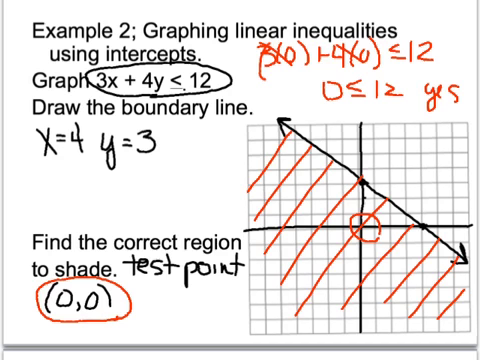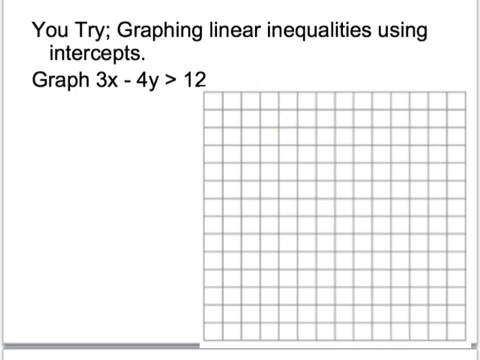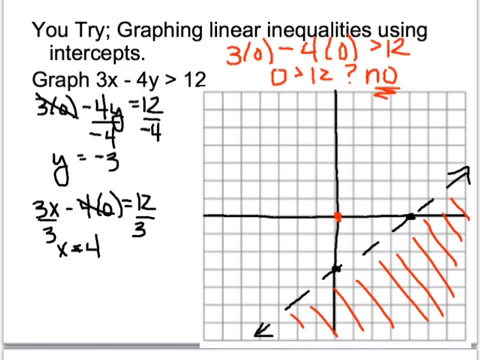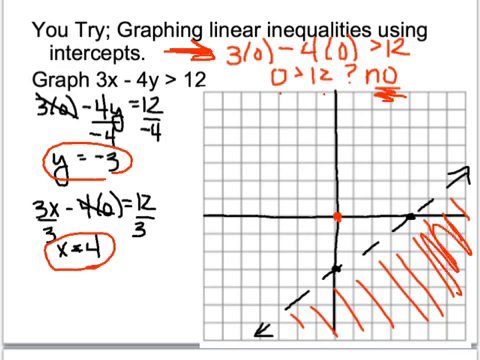So we're going to use 0, 0 for our test point. Plug in 0, 0 for x, y, solve it. If it's a true statement, include 0, 0 in your answer. If it's a false statement, don't include 0, 0 in your answer. Okay, you try it. Same steps. All right, there we go. I found my y-intercept, found the x-intercept, put in a test point of 0, 0 right here. That's our test point. Came up with a statement, is 0 greater than 12? No. So I don't want 0, 0 to be included in my solution, which is why I graphed down.